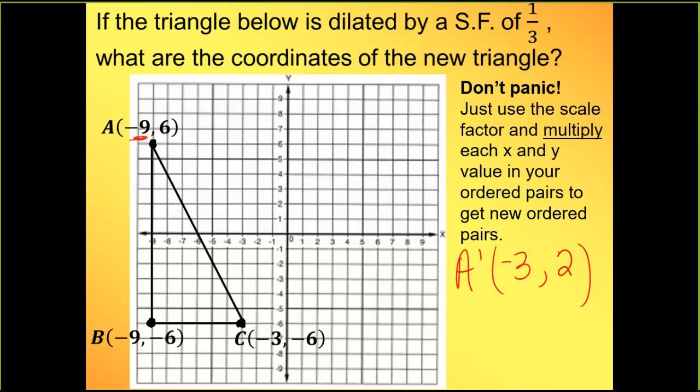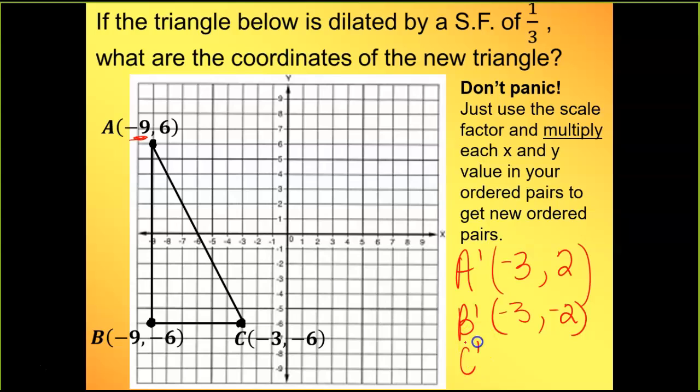All right, let's do b prime. Find my new ordered pairs. I have my b is at -9, -6. It's not -3 and 2. What is -9 times 1/3? -3. -6 times 1/3. -2. So it's not the same. My y values were different.